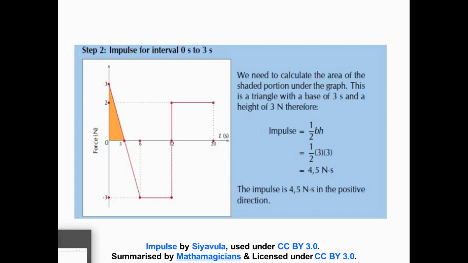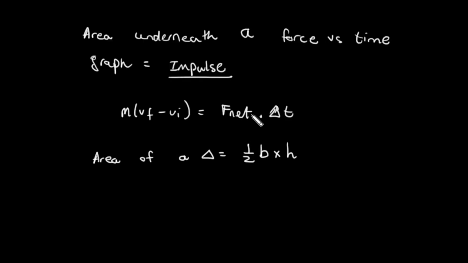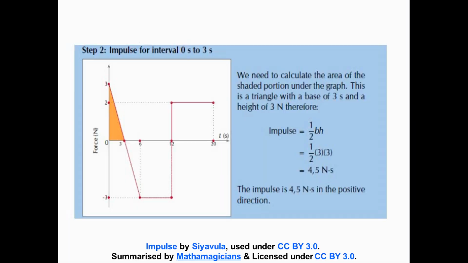Now, you might ask, where do we get the units from? Well, force is calculated in newtons and time is in seconds, so that's how we get the SI unit, newton seconds. So the impulse is 4.5 newton seconds in the positive direction. We are above 0, so we know our value is positive. So we have calculated the impulse for the first interval.